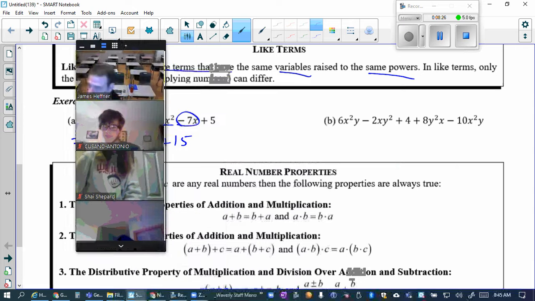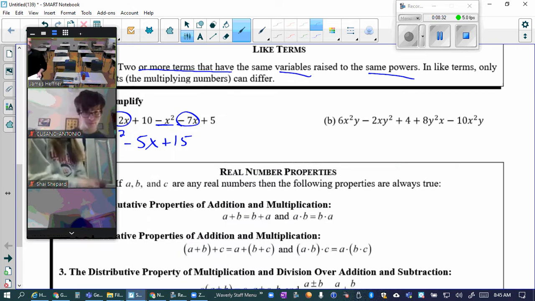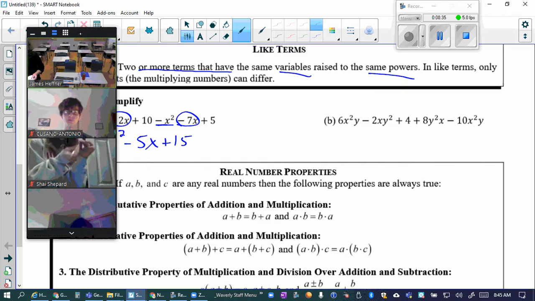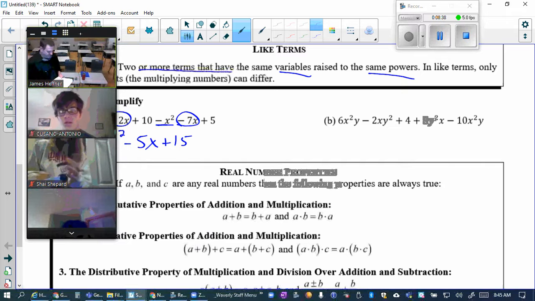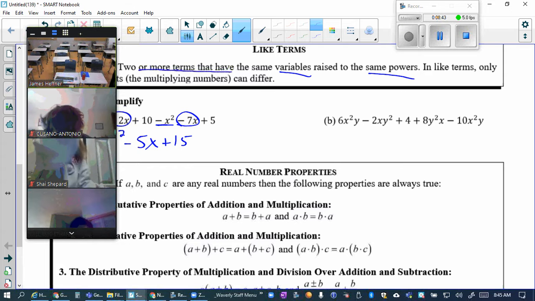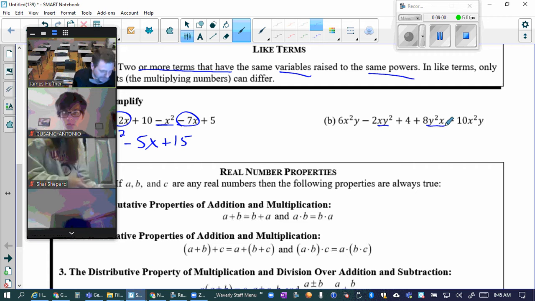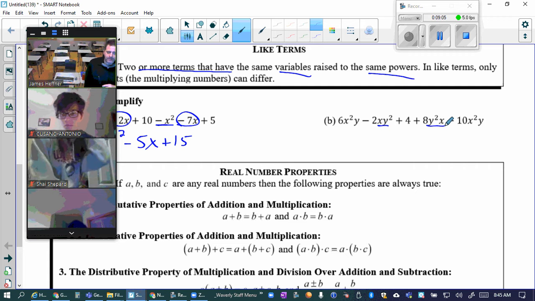Over there in B. Now we have some y's in there. So we're going to make sure we have the proper terms to combine. And by the way, real quick, X squared, X squared. Did everybody see this xy squared term? Would that be the same as that term? Would those be like terms? No.